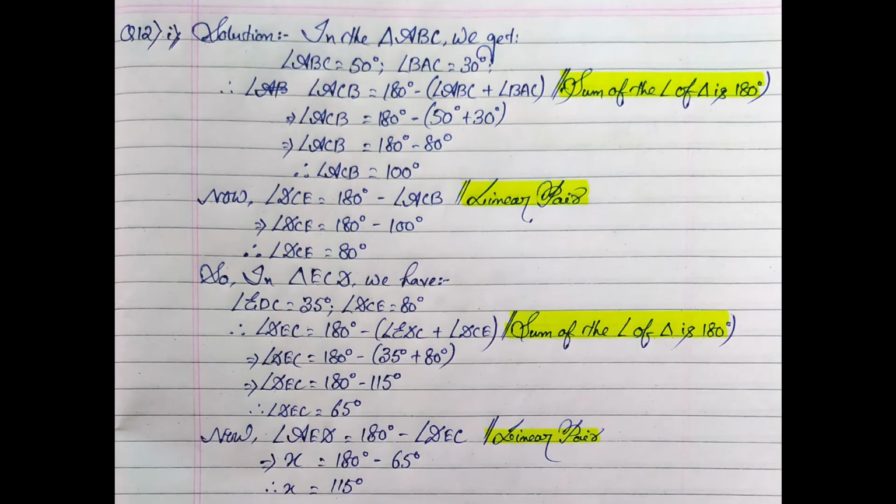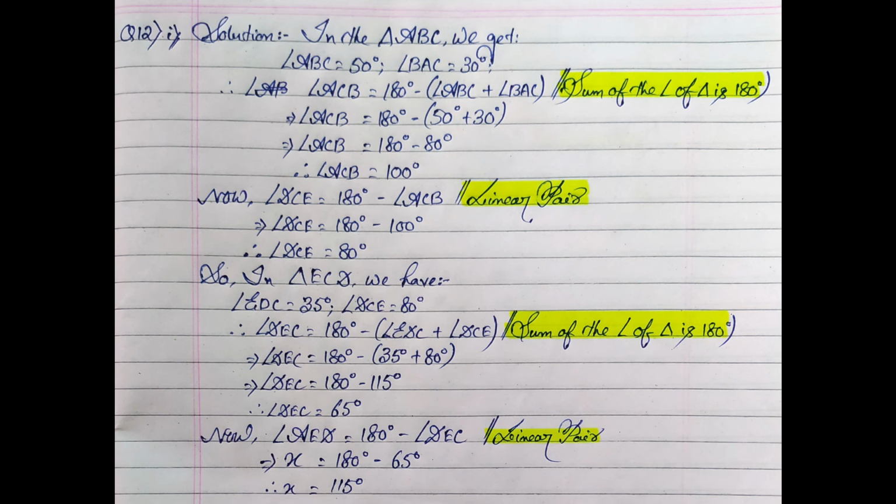Now move on to question number 12.1. Here in the triangle ABC, we get angle ABC equal to 50 degree, angle BAC equal to 30 degree. Therefore angle ACB equal to 180 degree minus (angle ABC plus angle BAC) in the first bracket, as sum of the angles of the triangle is 180 degree. Therefore from the mathematical operations, we can find out that angle ACB is equal to 100 degree. Now angle DCE is equal to 180 degree minus angle ACB, that is the linear pair. So angle DCE becomes 80 degree.